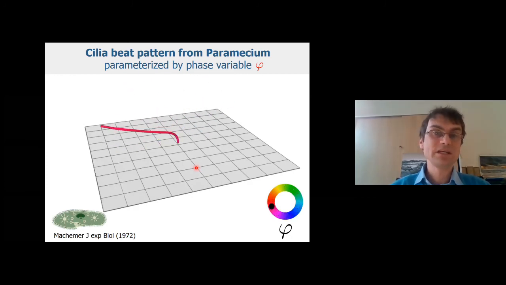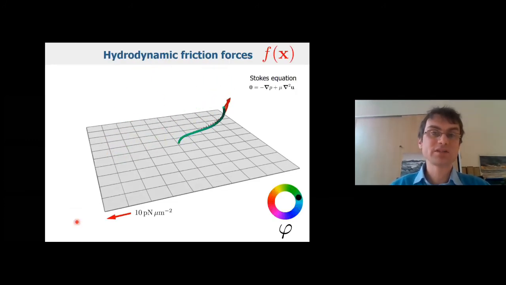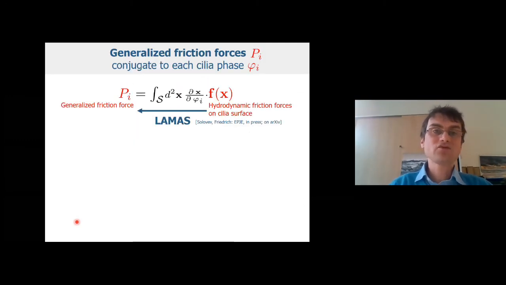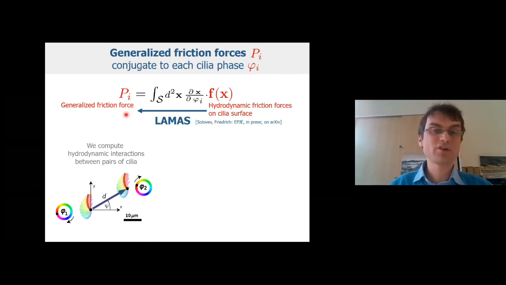So let me show how this works. This is a 3D ciliary beat pattern from the unicellular organism Paramecium. And we can plug this into hydrodynamic simulations and, for example, compute the forces exerted by the beating cilium on the surrounding fluid. And from that, we can have a coarse-grained generalized friction force. So we have a multi-scale modeling framework. Here I'm skipping the details. The important point is we can compute the hydrodynamic interactions between a pair of cilia, and we can do this for all possible configurations of two cilia. And we do this number crunching for 3 weeks, but then we have a lookup table.